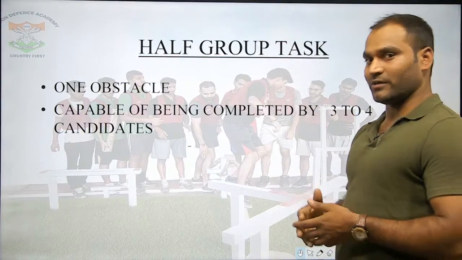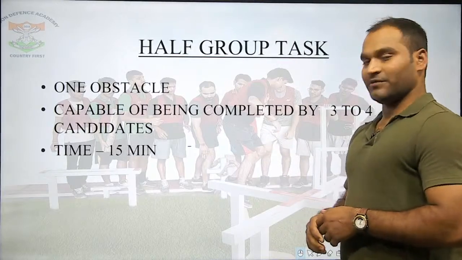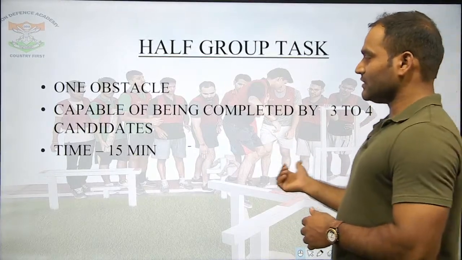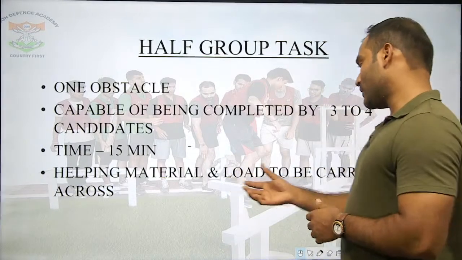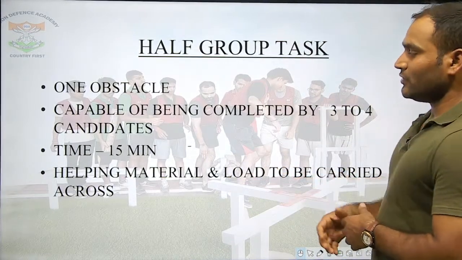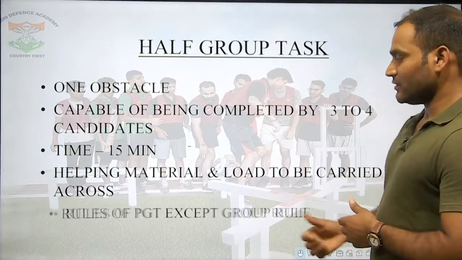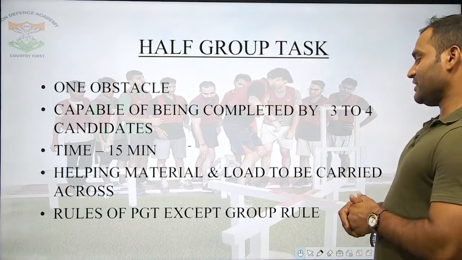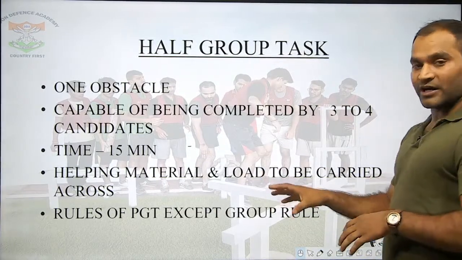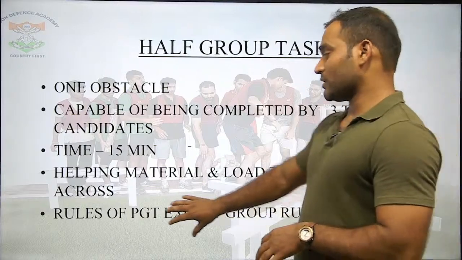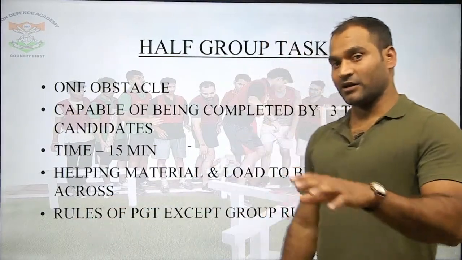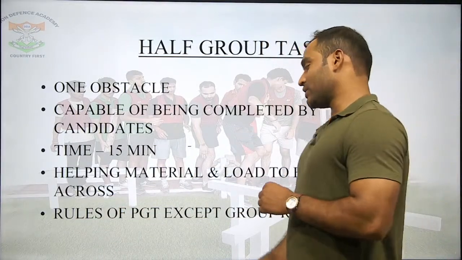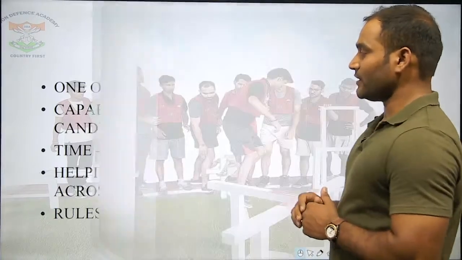If the group is 12, then 6 candidates. The time is 15 minutes, ample time is given, and of course there will be a lot of load, and you have to come across the entire barrier. The rules of PGT, except the group rules, since the group is divided into 2, so group rules are not there, but the rules of regulation like the color rule, distance rule, and rigidity rule have to be kept in mind.